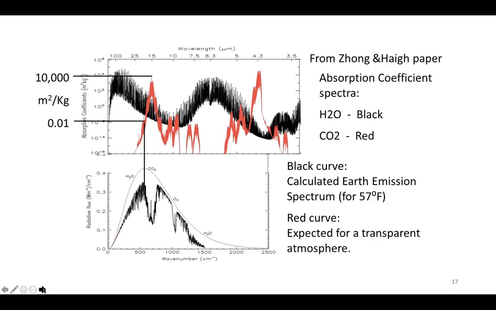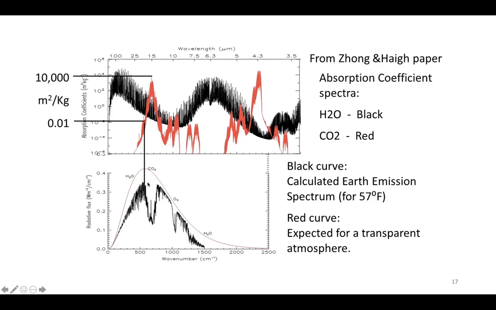It's from the paper by Zong and Haig, which I've made good use of. The upper curve shows the absorption coefficient spectrum of both carbon dioxide and water. Now, water is present mainly in the troposphere. It doesn't change much from time to time. It's not really a big concern in trying to figure out the difference between pre-industrial and current times. But carbon dioxide, which is mixed quite uniformly throughout the atmosphere, is really important in doing that because it's now quite a bit more concentrated than it was in pre-industrial times.